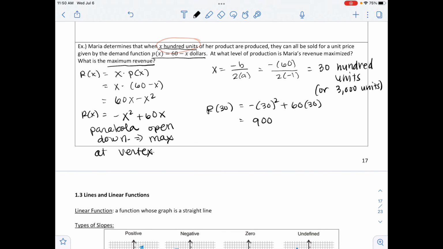So our units for this: since it says they are sold at a unit price given by the demand function, and that's in dollars, but since this is a unit price and we're dealing with hundreds of units, this is still going to be in hundreds of dollars. Or again, we can say that would be the same thing as $90,000.